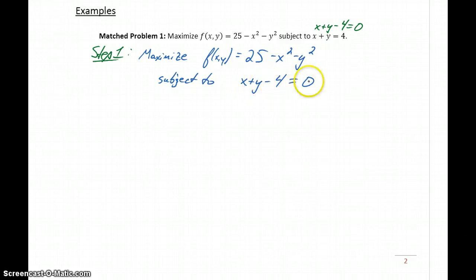So this is a critical step. If we left this as x plus y equals 4, our remaining steps wouldn't work out correctly. We need to make sure that in this second function, all the terms get moved to one side so that this is equal to 0.